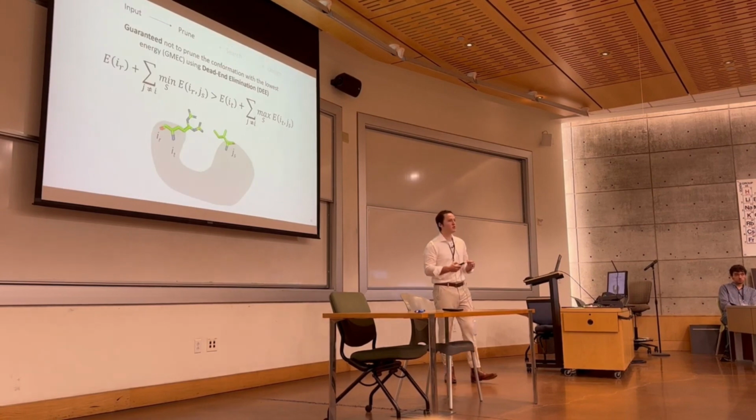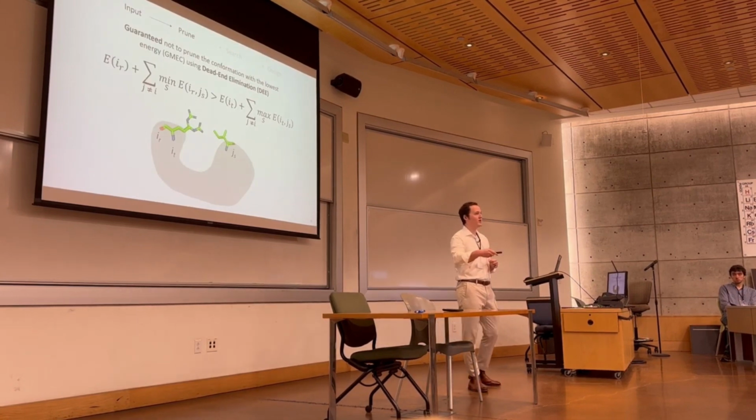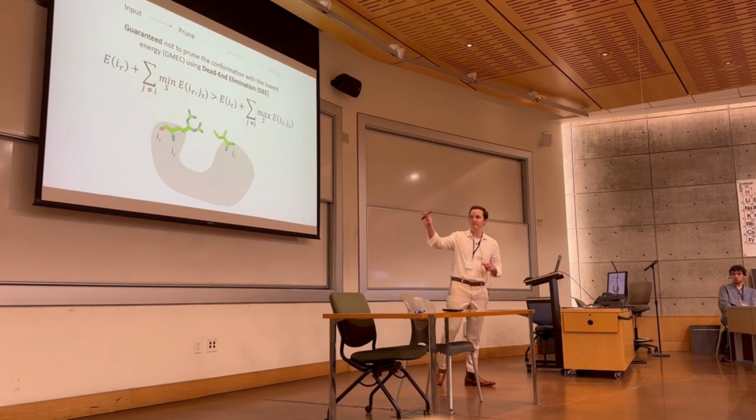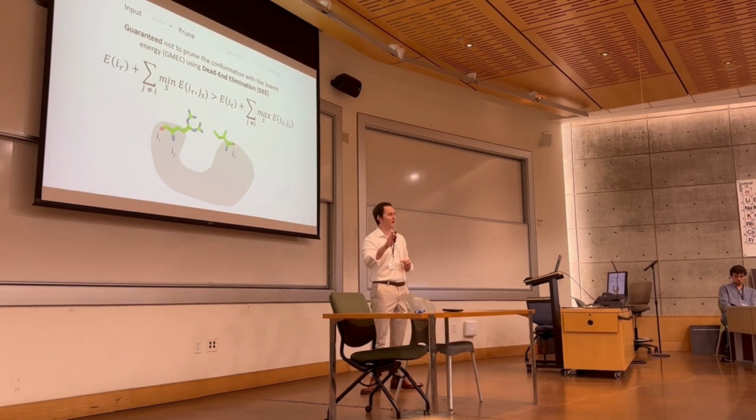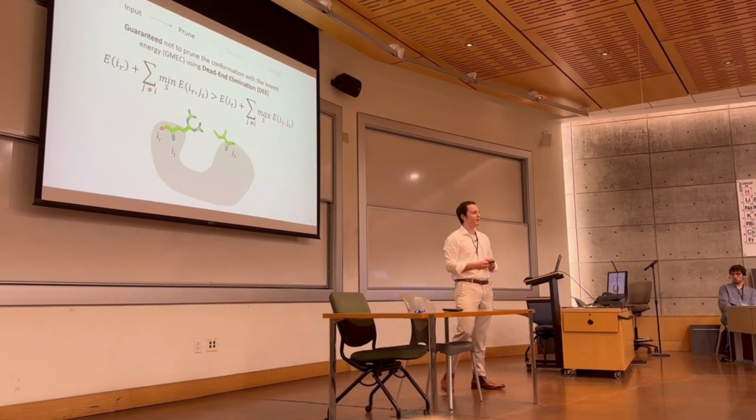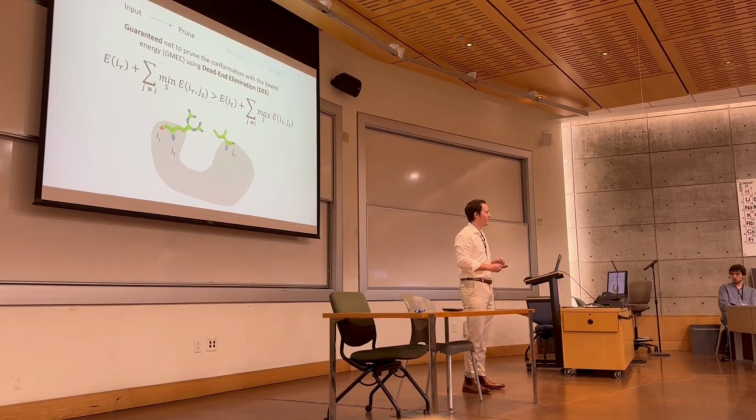First, let's look at discrete dead-end elimination, and then I'll move on to continuous. This is conceptually a little bit easier to understand, a little bit more digestible. We're guaranteed not to prune the GMEC. Remember, that's on the graph. We're guaranteed not to prune the GMEC using this dead-end elimination. Let's talk about how that works with a toy example.